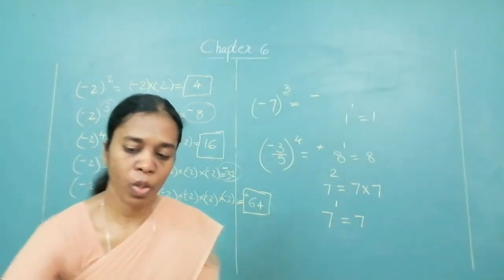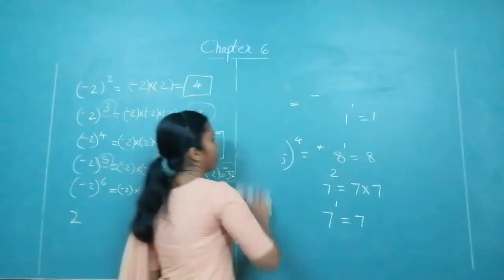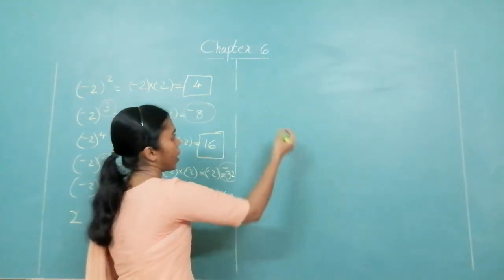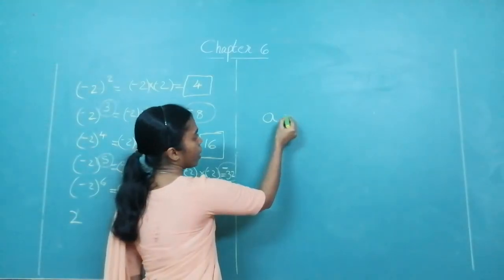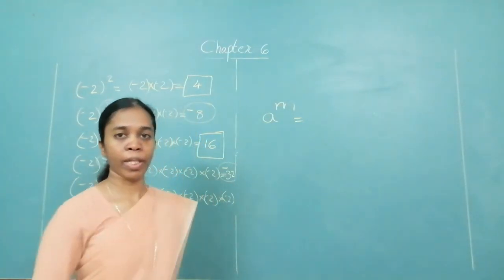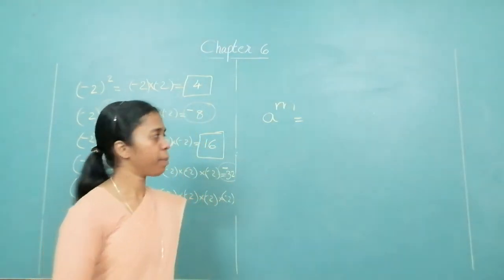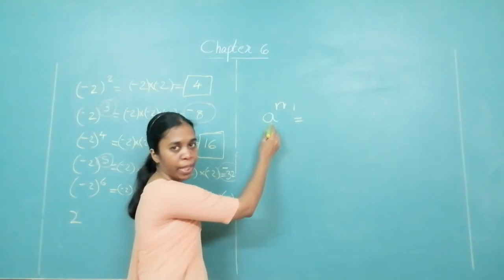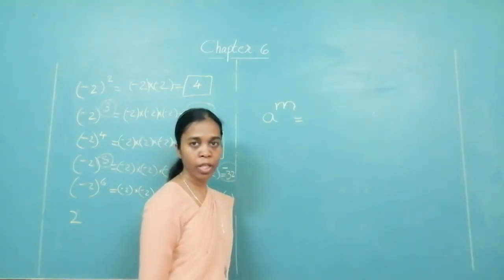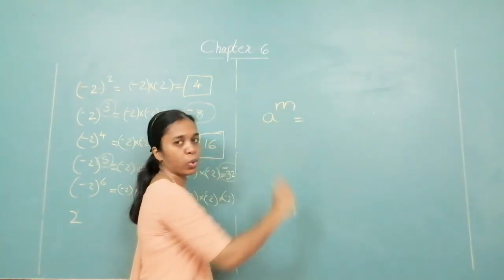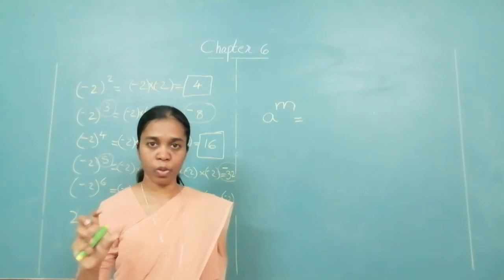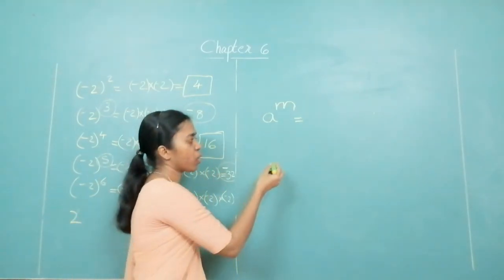Suppose I have a base over here. Suppose I have a raised to m. Can you tell me what is my base? My base is a. What is my m? m is the index. How do I say a raised to m? I just wrote it in a general form. These are variables, I can use any.